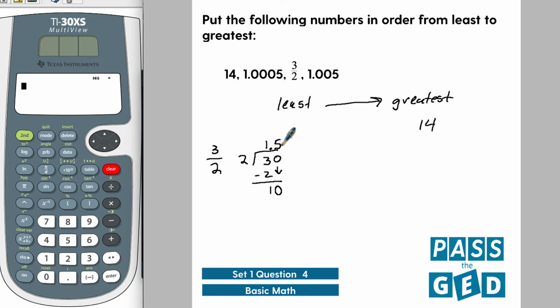Now, 1.5, sorry, not 1/5, 1.5. So 1.005 and 1.005, and then 1.5 is going to be larger. So we got 1.5 here. And now which one is going to be bigger? This one or this one? Hopefully you can see this one is going to be larger. So that one is going to come next. And then our smallest number is 1.0005. So that is our correct order.